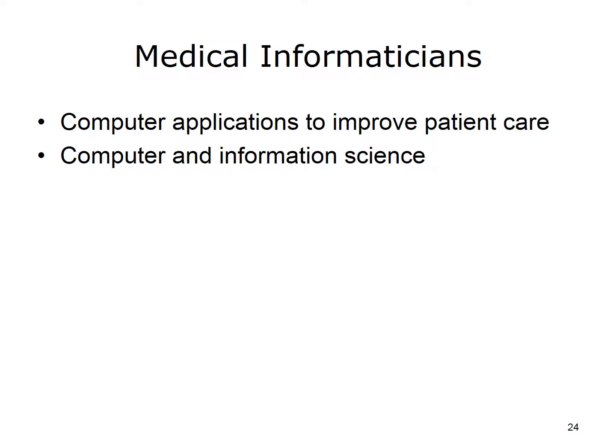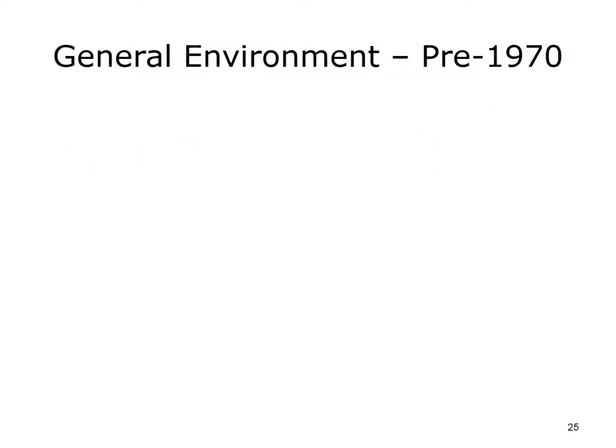Most of the work of these academic informaticians began about 50 years ago, and they began publishing in the late 1960s and 70s. What was going on in the U.S. just prior to the beginning of these developments? Let's take a look at the general environment in the 1950s and 60s. One of the trends was that science was becoming very important.